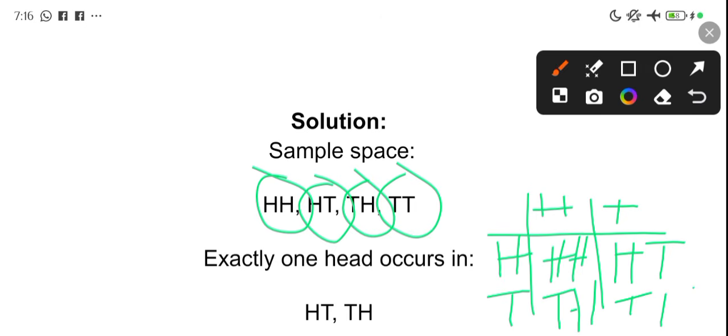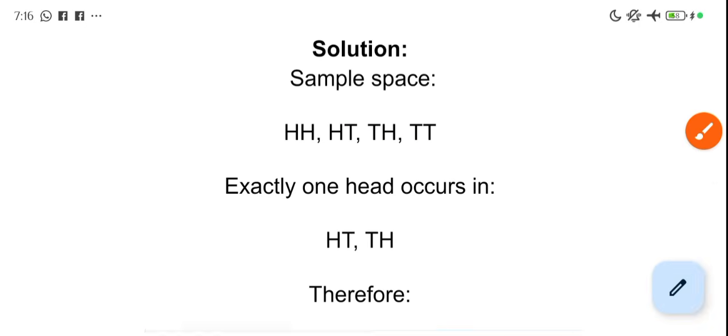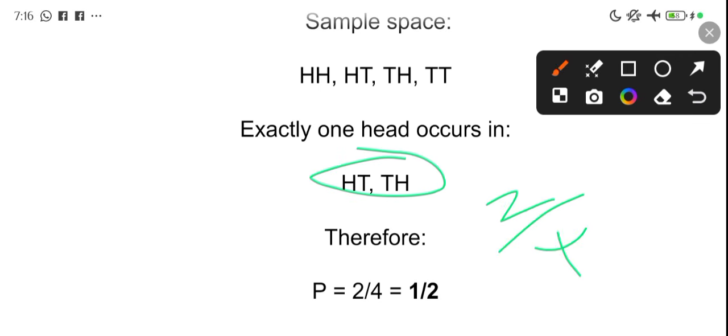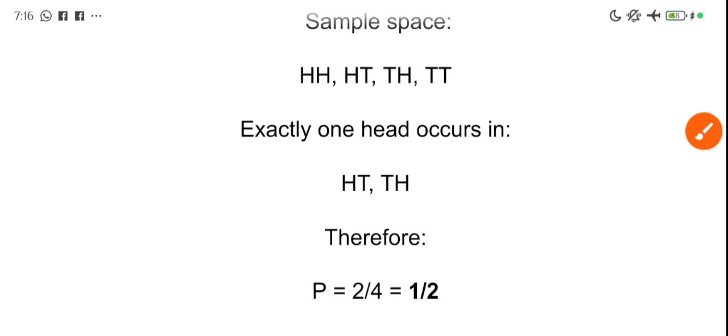Right? So all these things that you should take note of. Now exactly 1 head occurs in this and in this, that gives us 2 over 4. And that's what we take note of, the English. The English is what makes people fail in probability.